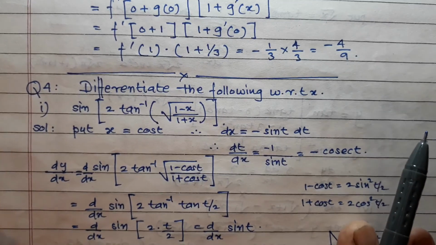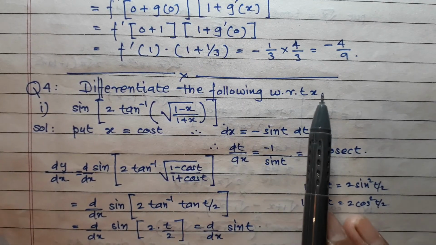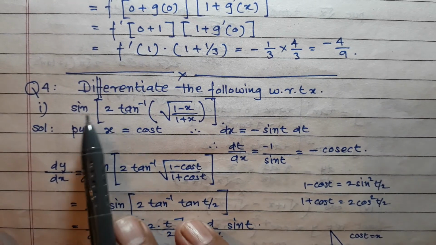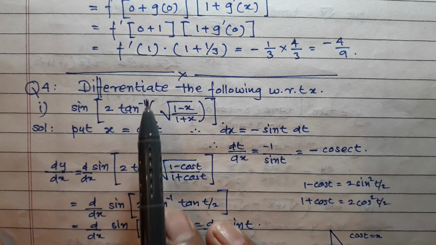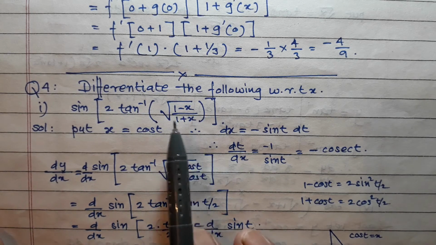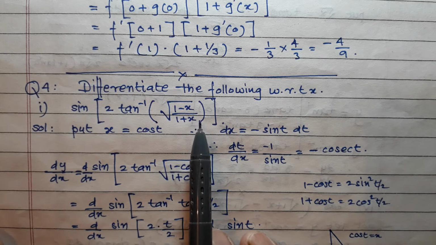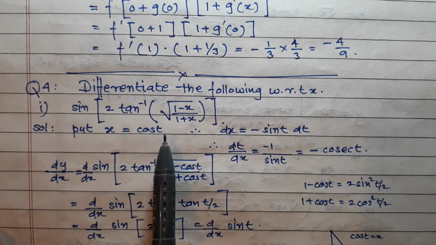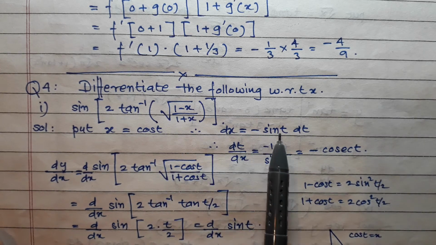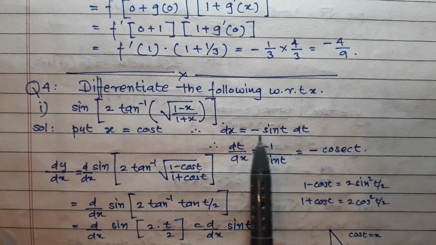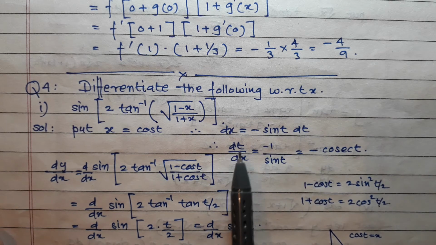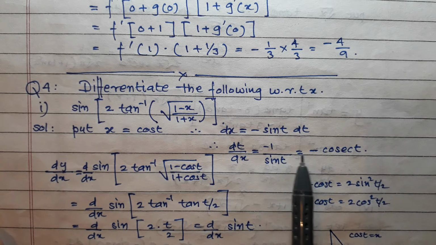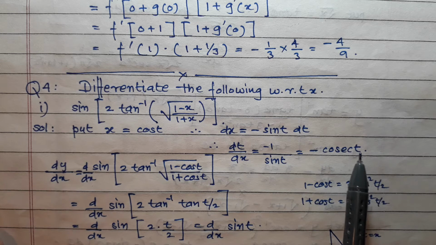Question number 4. Differentiate the following with respect to x: sine of bracket 2 tan inverse root of (1 minus x) upon (1 plus x). Okay, solution. Put x is equal to cos t. So dx is equal to minus sin t dt. Therefore dt/dx is equal to minus 1 upon sin t, and is equal to minus cosec t.